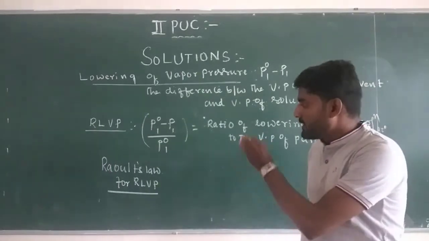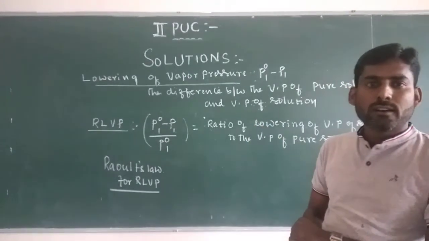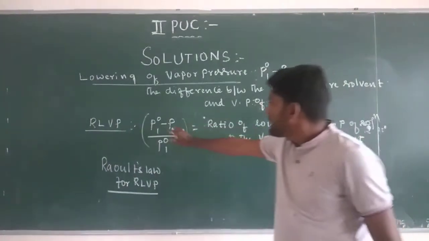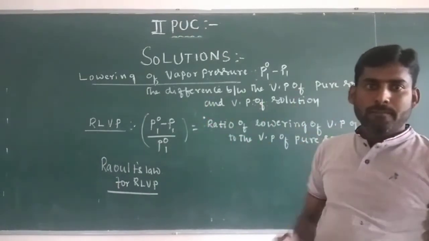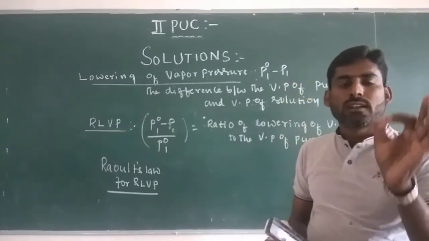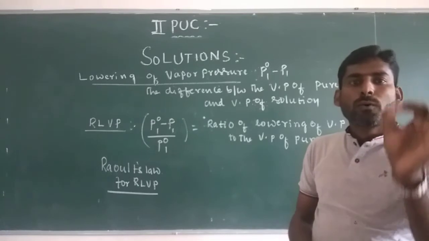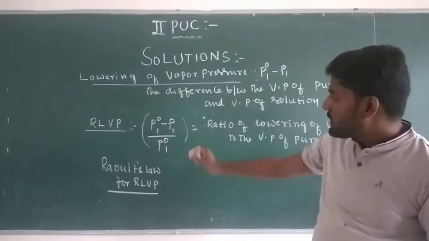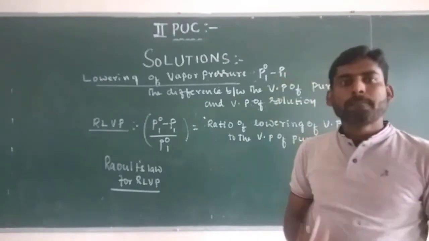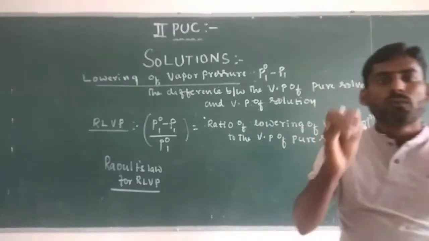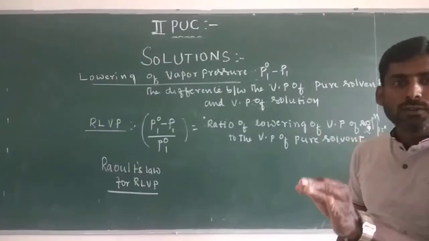State Raoult's law for relative lowering of vapor pressure. Raoult's law for relative lowering of vapor pressure states that the relative lowering of vapor pressure produced by dissolving a non-volatile solute in a volatile solvent is equal to the mole fraction of the solute in the solution.